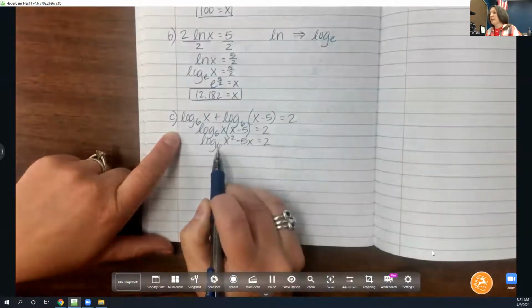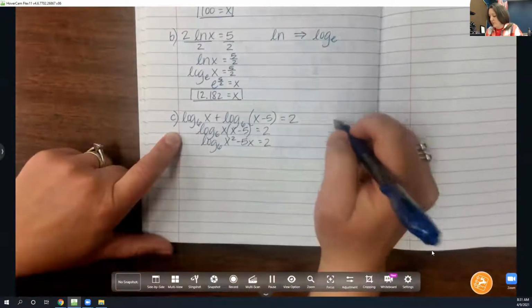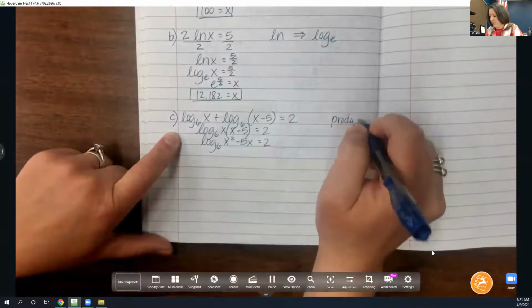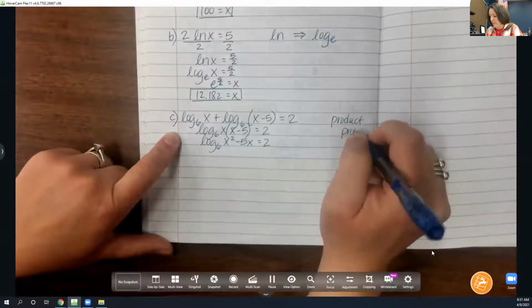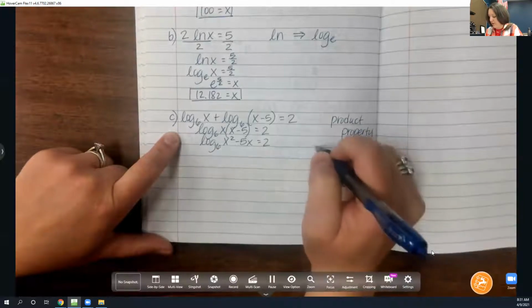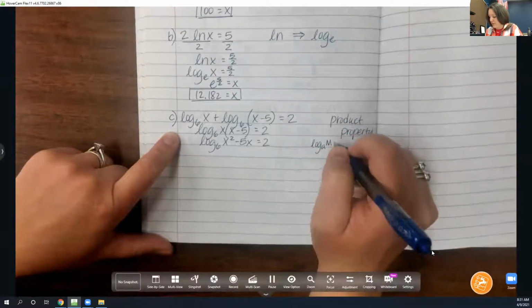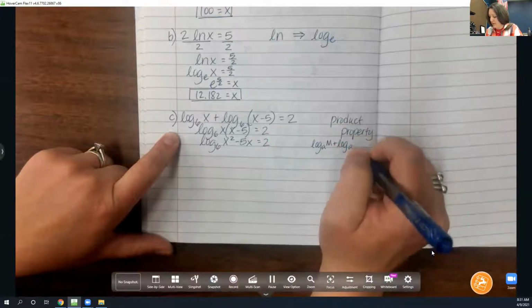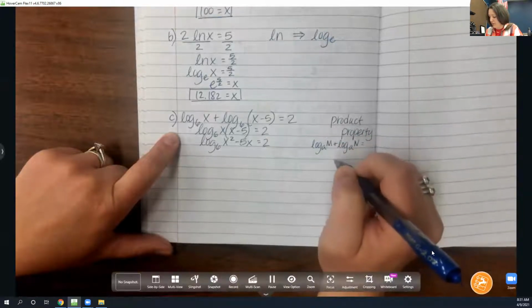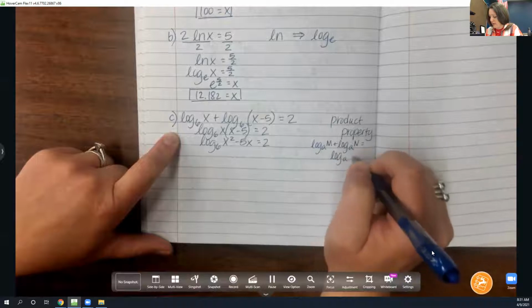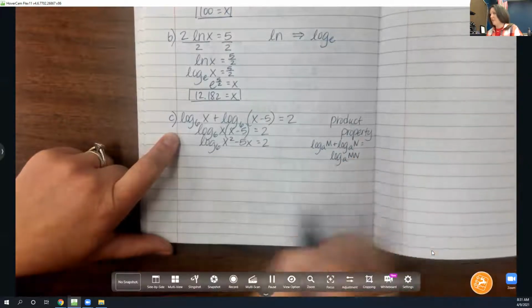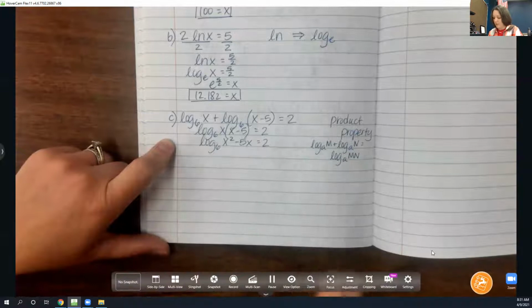So this was our product property, just FYI. I'm going to write that out here. Log base a of m plus log base a of n equals log base a of m times n. All right, that was just an FYI.